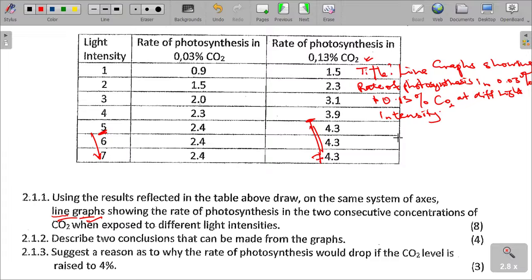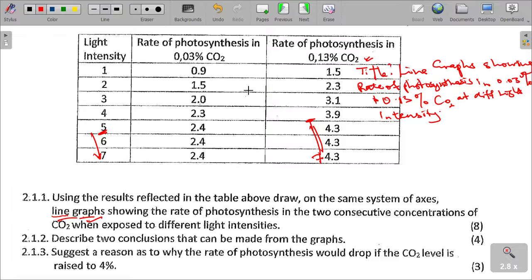We need to draw our graphs here. So what is happening is that the graph must not be too small. It must not be too big also. So here I'm just doing it for the interest of illustration and just for us to understand what we are saying. Therefore, what must be on the vertical axis and what must be on the horizontal axis?